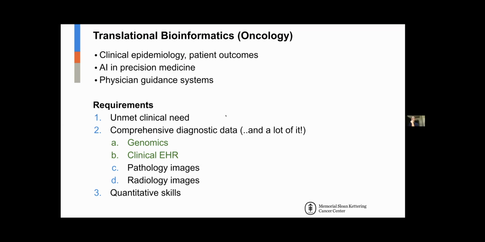What are the requirements for this? For translational bioinformatics, always start with an unmet clinical need. Sometimes people just dig into the data for the sake of digging into the data, but a lot of what should be done is having a collaborator, like a medical oncology fellow who knows and treats patients and is on the front lines and has a need that they need help with, that an engineer or a bioinformatics person can help with.